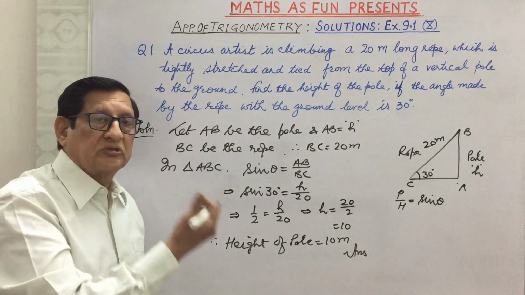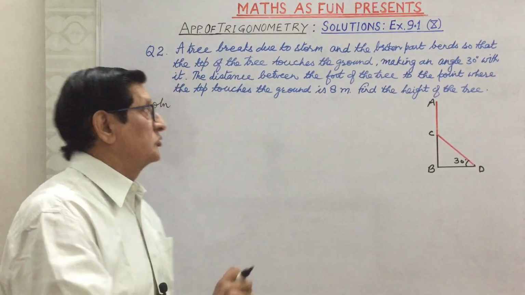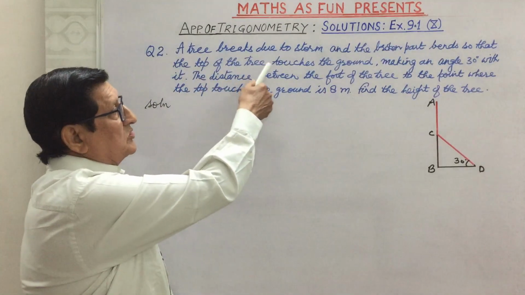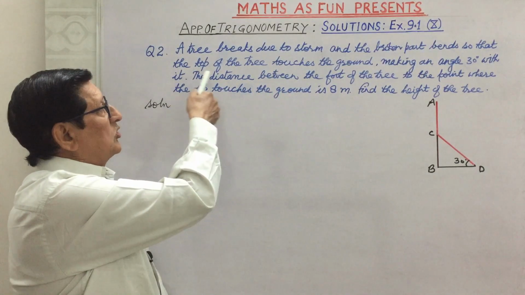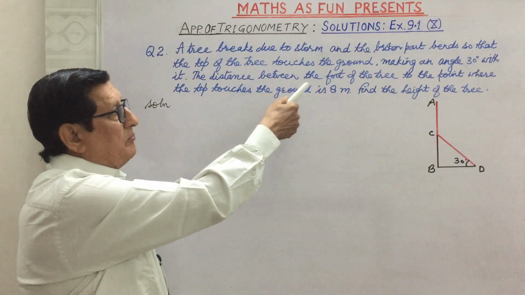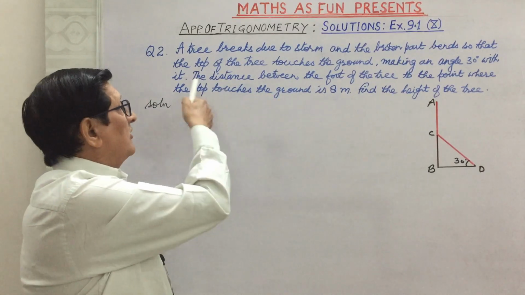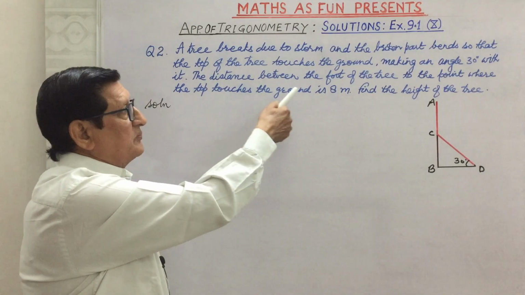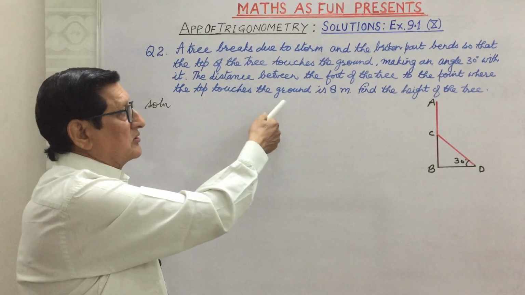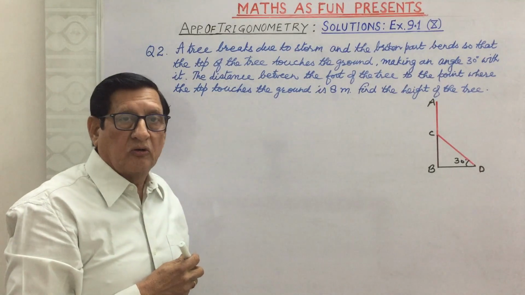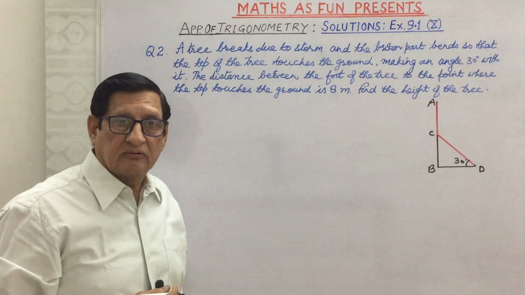Now we will proceed to question number 2. Question number 2 is: a tree breaks due to a storm and the broken part bends so that the top of the tree touches the ground, making an angle of 30 degree with it. The distance between the foot of the tree to the point where the top touches the ground is 8 meters. Find the height of the tree.